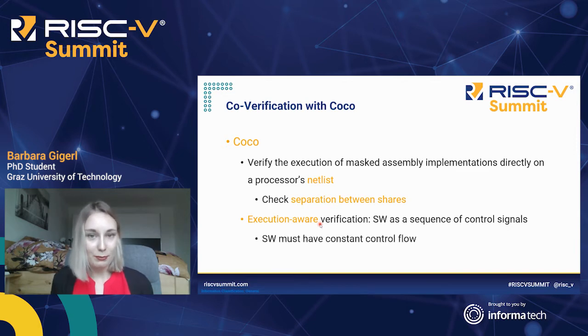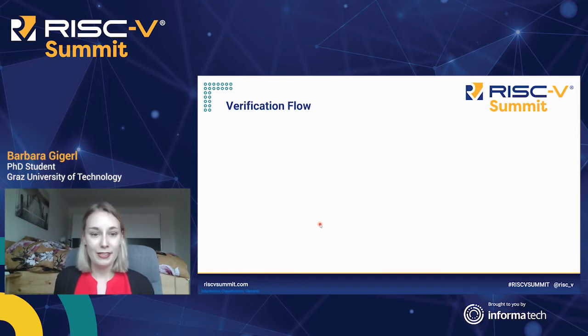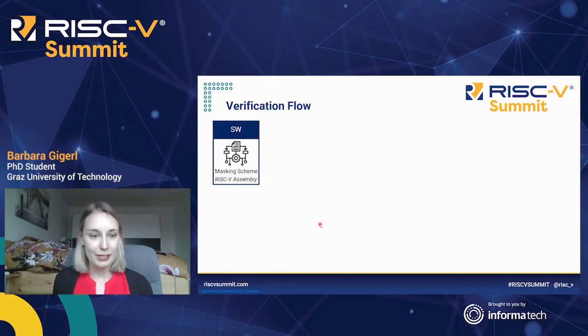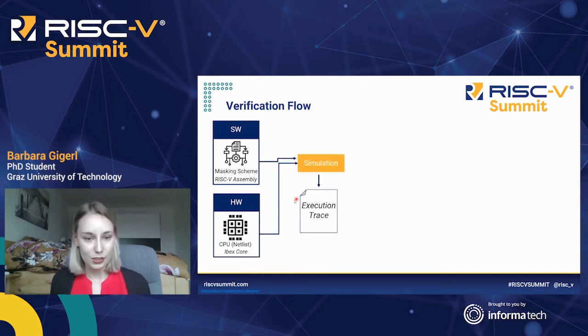Therefore, it's also very important that the software has a constant control flow. So let's sketch the control flow of Coco. We start with a masked software implementation written in RISC-V assembly. This program should be executed by the Ibex core, of which we create a netlist using the Yosys synthesis tool. The first thing we do is to create the execution trace by using a simulator.